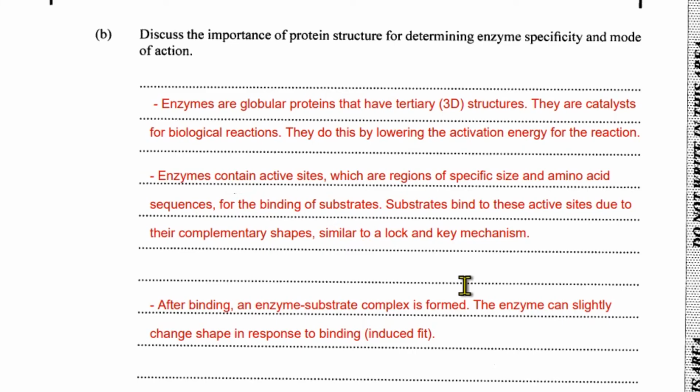The thing is, sometimes when you put on the glove, it will kind of fall over your fingers, and it would fit in a certain way. That is called an induced fit, where the enzyme might actually change shape a little bit to accommodate the substrate. So what happens here is that the substrates bind to the active sites due to their complementary shape, similar to a lock and key mechanism. After binding, you get an enzyme substrate complex, which is the combination of both of them, and the enzyme can slightly change shape in response to binding, like a hand and a glove. And this is an induced fit.